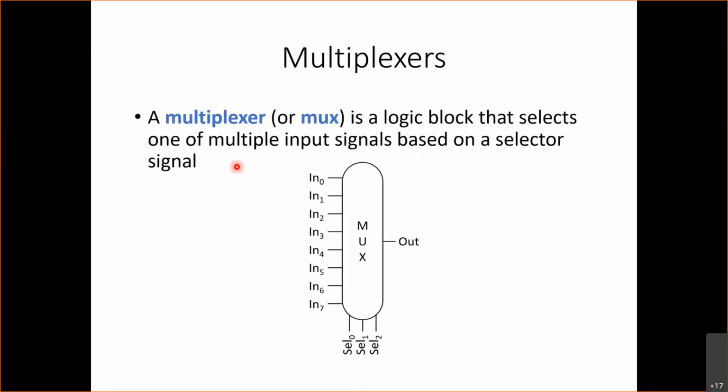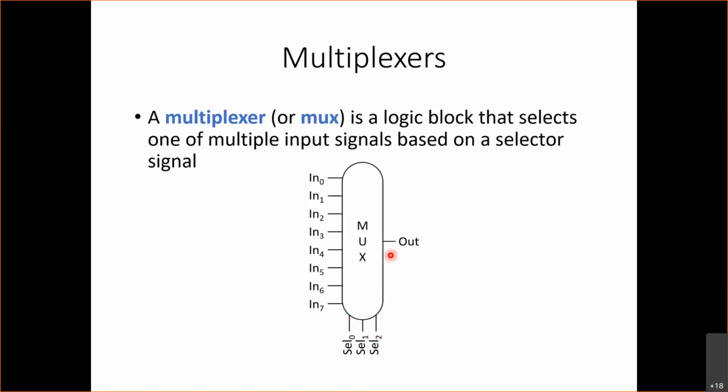A multiplexer looks like this. We have multiple selector signals and we have multiple inputs. Here we have 3 selector signals. With 3 selector signals, we can have 2 to the power 3, which is 8 combinations. So we're going to have 8 inputs to the multiplexer, 1 for each possible combination of the selectors. And ultimately, we're going to have 1 output, because we're only going to use the selector signals to select one of the inputs to be the output.